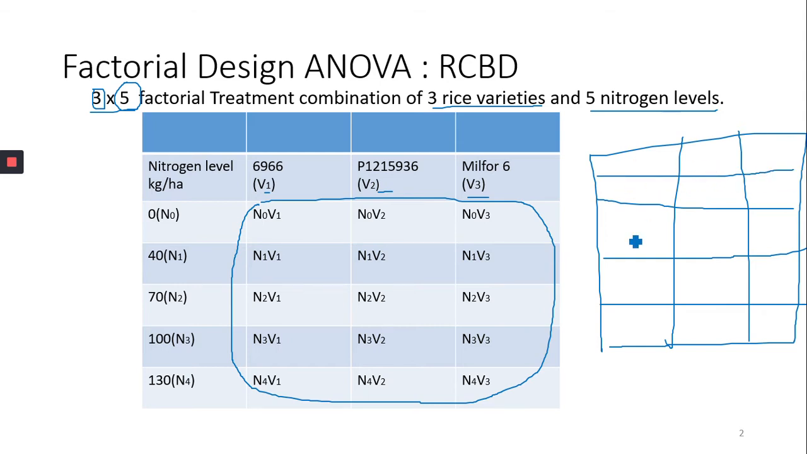So that's 1, 2, 3, 4, 5, and 1, 2, 3. So in this plot, maybe you will put no nitrogen, N0, with variety 1. All the other combinations will be put here in a single block of a randomized complete block design. But this is exactly the randomized complete block design that Ms. Charamba introduced to you. The only difference now is that instead of having one factor, we are now having two factors.